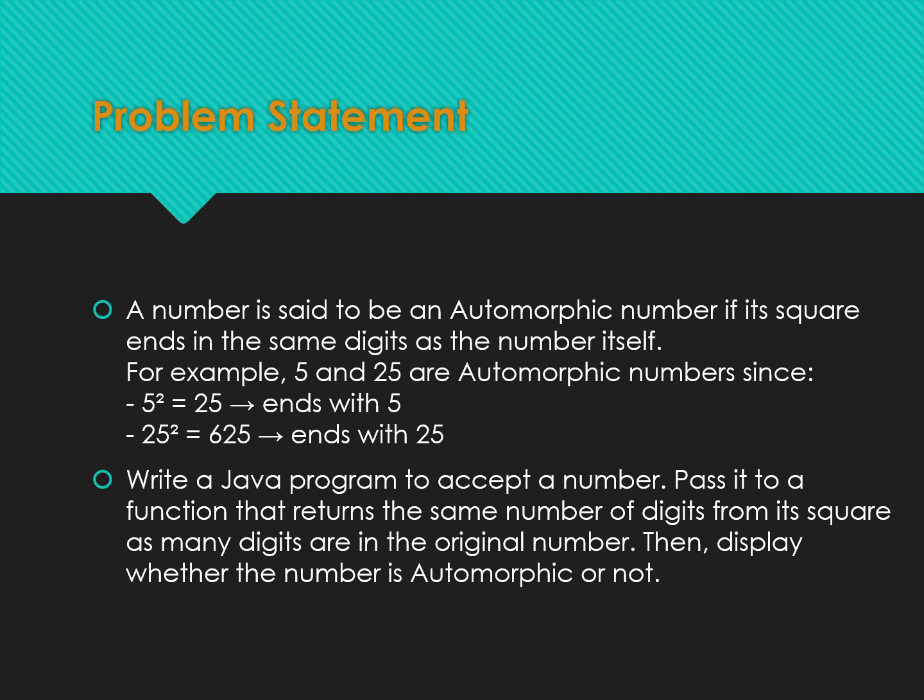digits from the end of the square as the number has. Then compare this portion with the original number. If the two match, it is an automorphic number. Otherwise, it is not. This helps us apply logic, squaring, digit counting, and modular arithmetic in Java using user-defined functions.